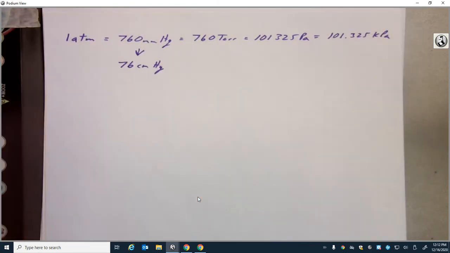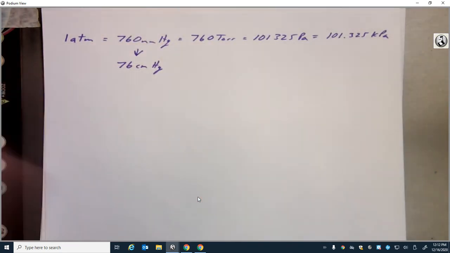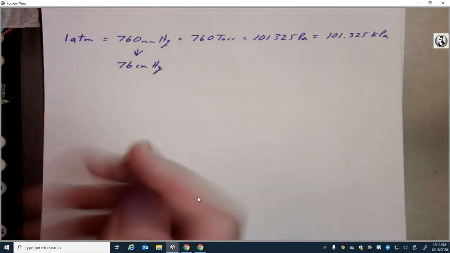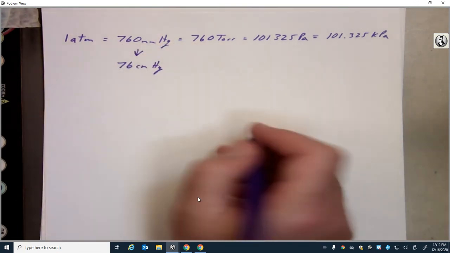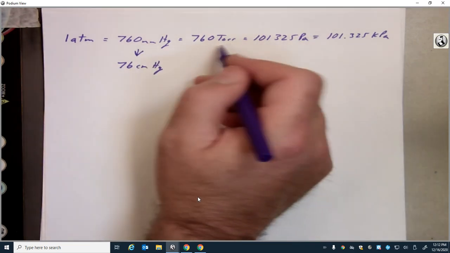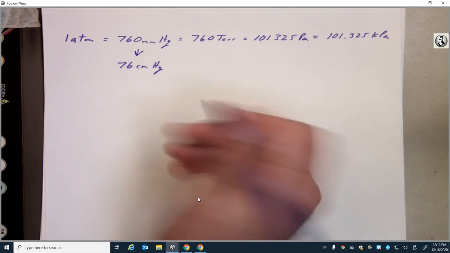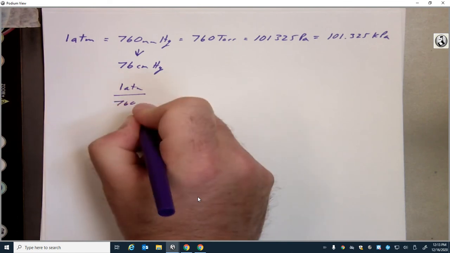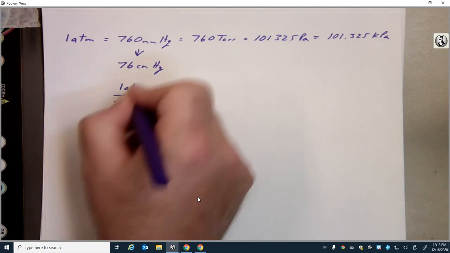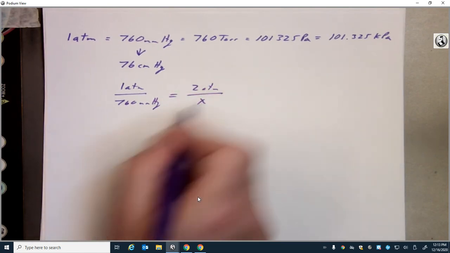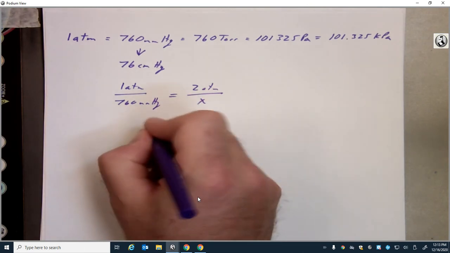So you should be able to go from one unit to another just by setting up ratios. It's not a big deal. So if I want to know how many torr are in 2 atmospheres, well, 1 atmosphere would be 760 millimeters of mercury, or torr. If I want to know what 2 atmospheres is, I just set up that ratio and cross multiply.